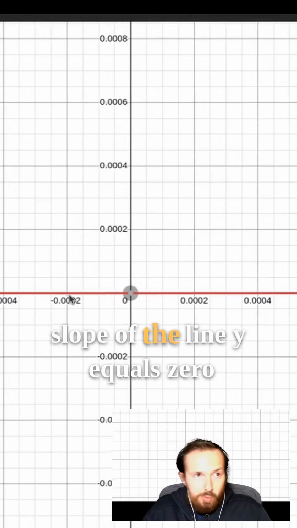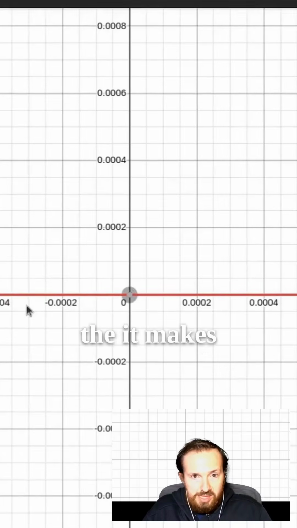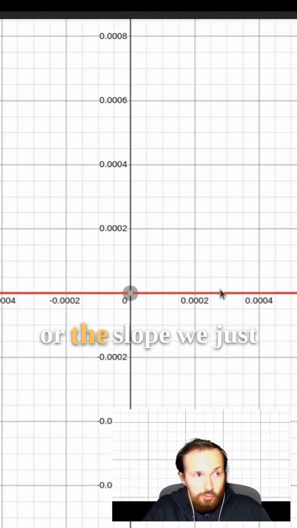So what's the slope of a line y equals 0? Well, 0. It's just horizontal. So we would say that it makes sense to say that the derivative, or the slope, is 0, since we just zoomed in a bunch.